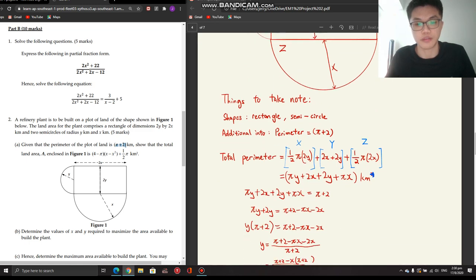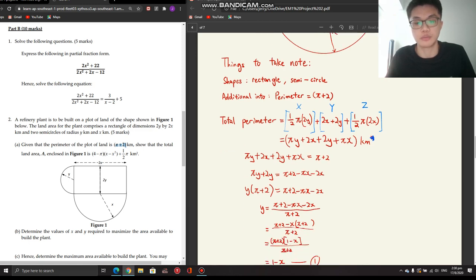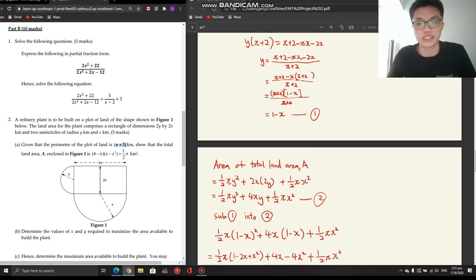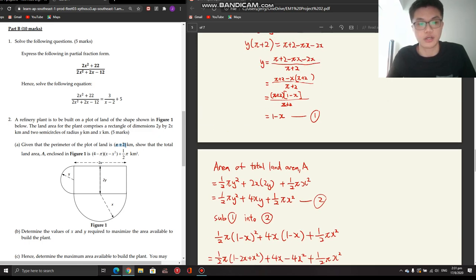We can find the perimeter by using the circumference of a circle formula and adding everything together to get this expression. With this expression, I substitute the perimeter equals pi plus 2, and by algebraic manipulation and simplification, I get y equals 1 minus x. Why would I find y first? Because in the workings later on I will have y in my workings, while the expression that it wants us to prove does not have a y. So I can substitute y equals 1 minus x to carry over the y terms.